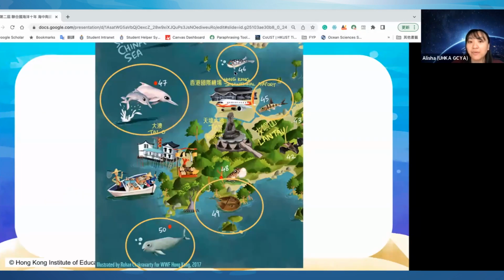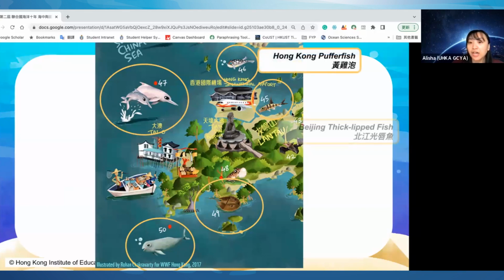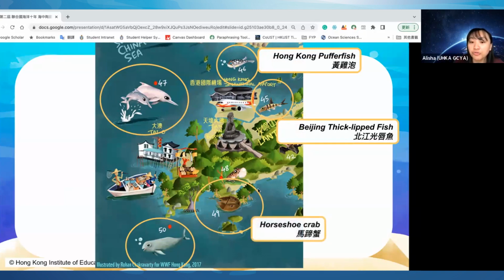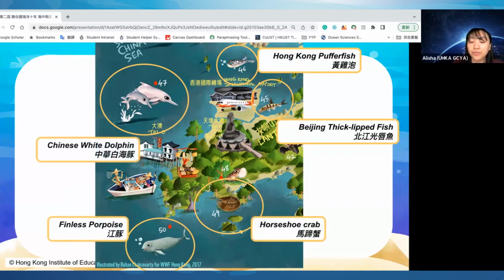From the top, we can see that we also have the pufferfish and also a fish from Beijing. It is called the Beijing thick-lipped fish. So Hong Kong has a very diverse range of fishes. This is one of the examples. It is a very tiny fish. We can also see the horseshoe crabs, and then here are the finless porpoises and also the Chinese white dolphins.